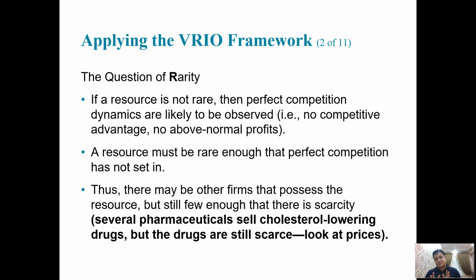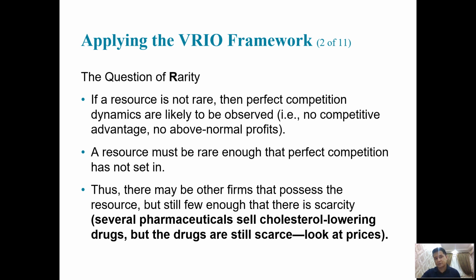The question of rarity: if a resource is not rare, then perfect competition dynamics are likely to be observed. Example: no competitive advantage, no above normal profits. A resource must be rare enough that perfect competition hasn't set in. Thus, there may be other firms that possess the resources, but still few enough that there is scarcity. Several pharmaceuticals sell cholesterol lowering drugs, but the drugs are still scarce.